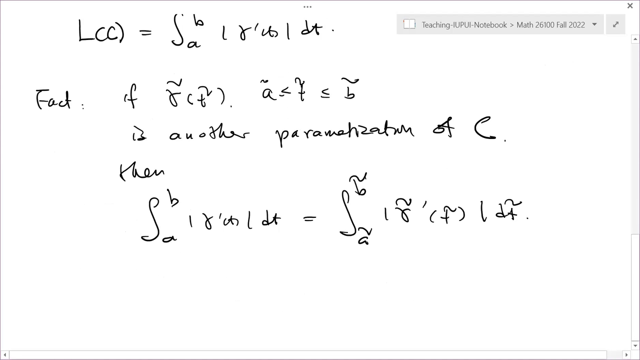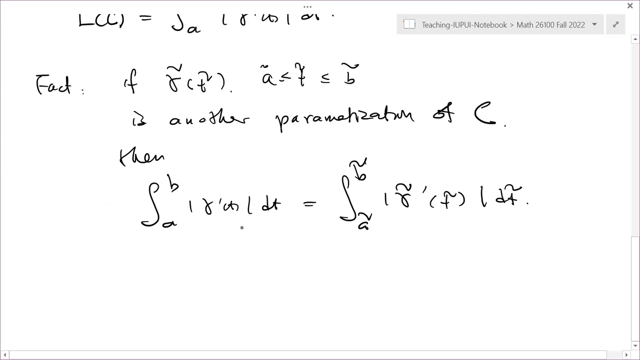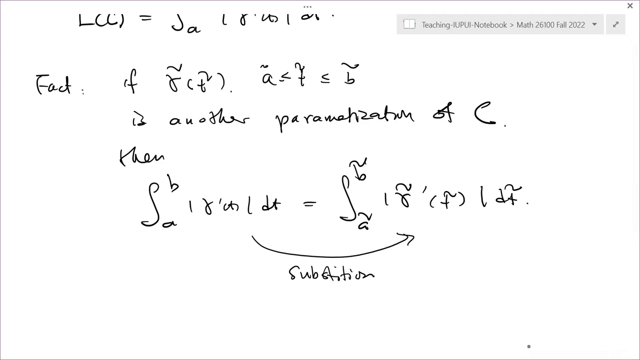But the derivative could be different, and the interval could be different: a to b, a tilde to b tilde, that's different. And this is called a substitution. From here to here, in calculus, is called a substitution. Remember when we change the variable, the integral will change, and you end up with the same value even if you change the variable for the integral. You should get the same value eventually at the end. So this procedure is just substitution from calculus.